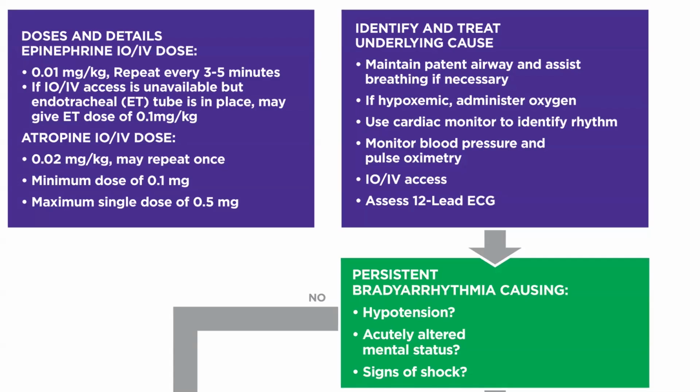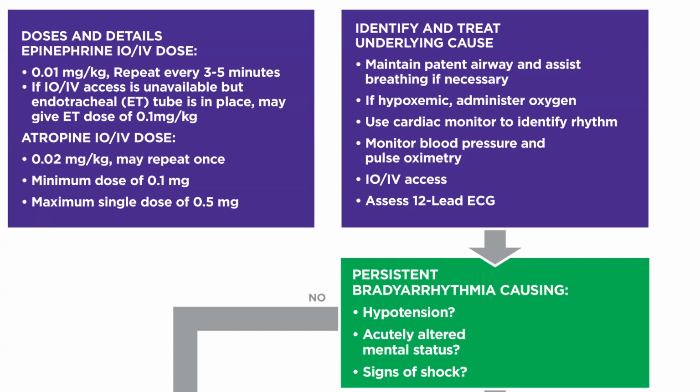If you listened to the previous seminars, all unconscious or semi-conscious patients will have airway obstruction because everything falls back, the tongue falls back, the muscles are relaxed. As a result, they do have airway compromise that needs to be ascertained. If hypoxemic, administer oxygen. Use a cardiac monitor to identify rhythm, monitor blood pressure and pulse oximetry, and immediately get access and get a 12-lead EKG.